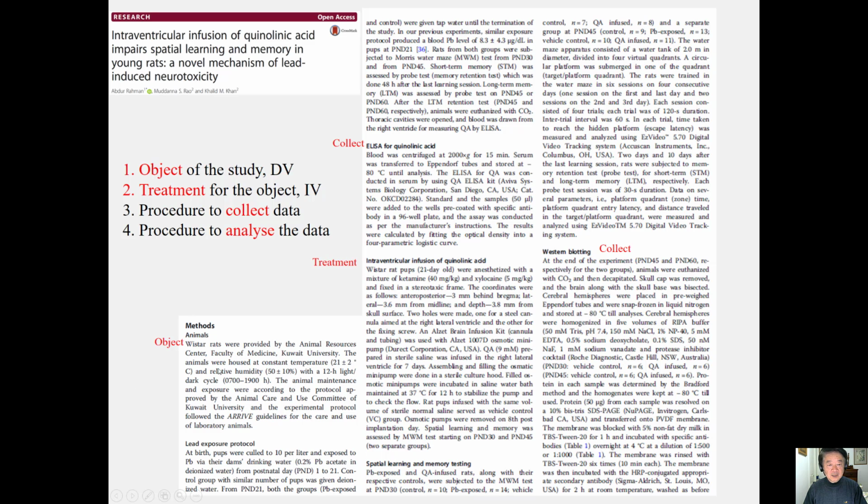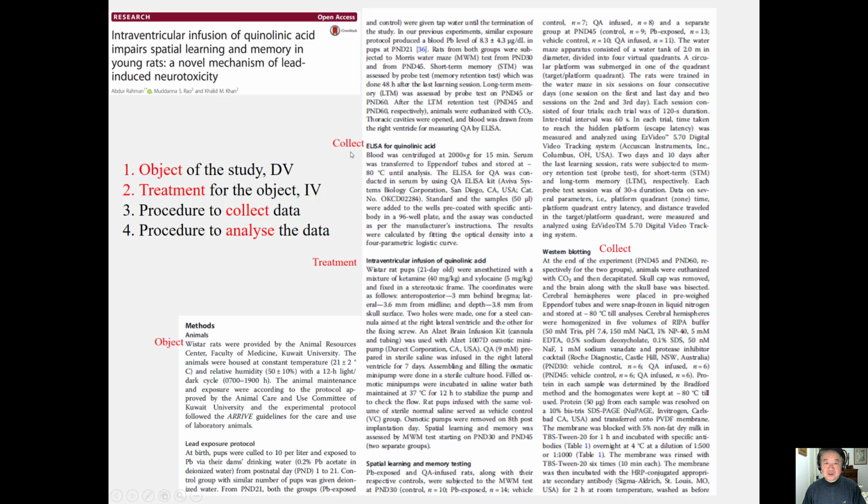So this is about the object. Now here they used lead to treat the animals. So lead is the independent variable. Treated or not treated, how many groups? This is involved in the experiment design. After treatment, they measured the memory, short-term memory and long-term memory. You see how this paragraph reflects how the experiment was carried out. It's like the experiment design.